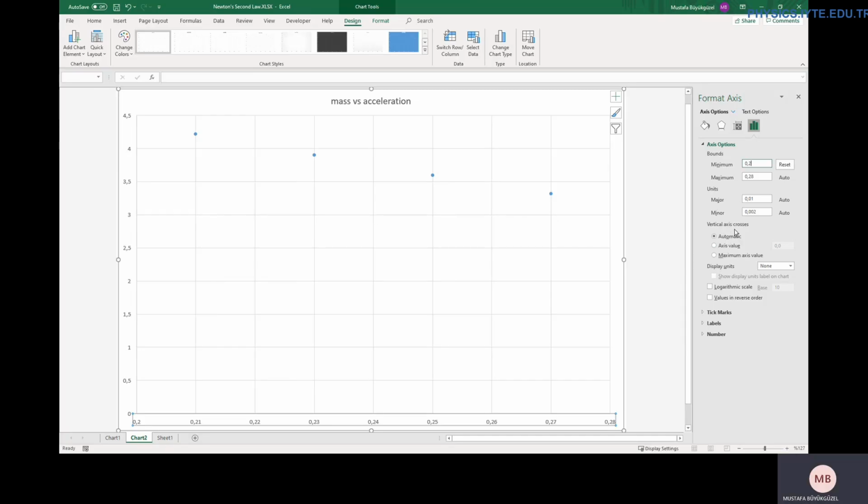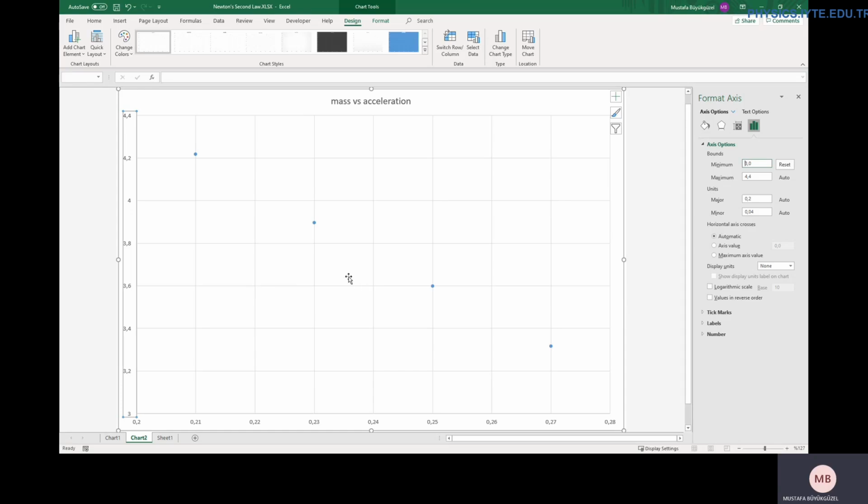and for the vertical axis, let's click on the vertical axis here and make the minimum, now I'm looking at here, make the minimum 3, which will look better. So what I was looking for here is to see that when the mass increases, the acceleration needs to decrease, right? Because I'm applying the same amount of force to a higher and higher mass.